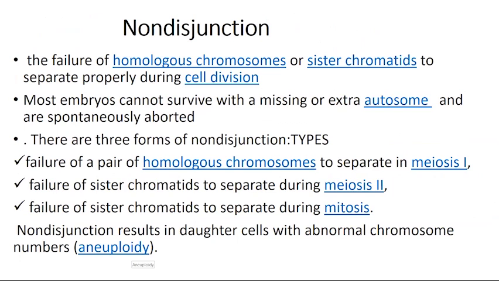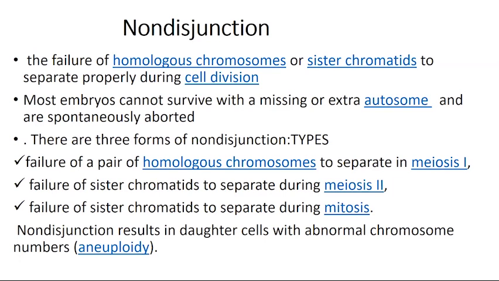There are three forms of non-disjunction: failure of a pair of homologous chromosomes to separate in meiosis 1, failure to separate during meiotic division 2, or failure during mitosis. So at any step this separation can fail, and that leads to the abnormality. Non-disjunction results in daughter cells with abnormal chromosome numbers, and that is what we call aneuploidy.